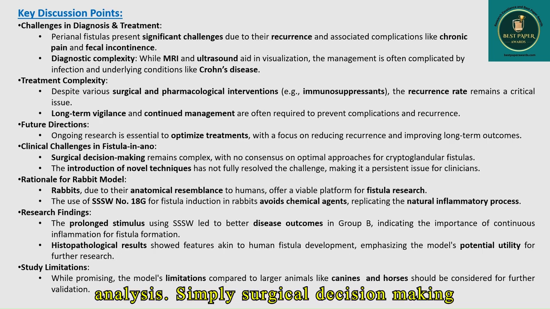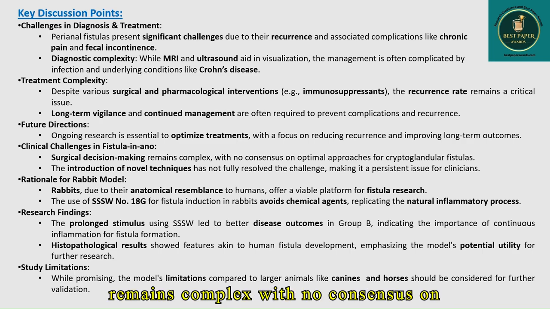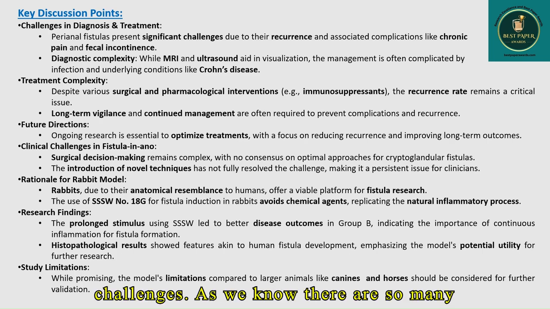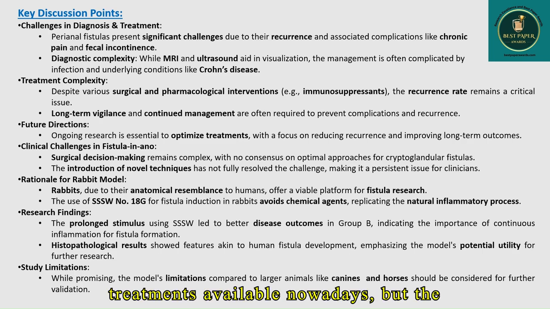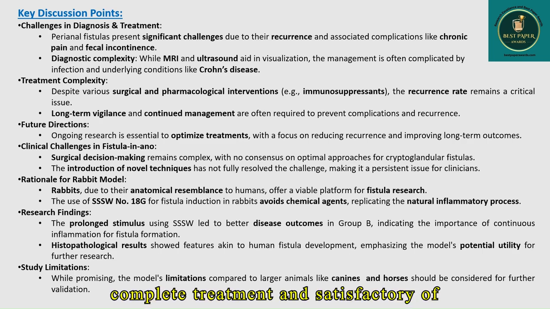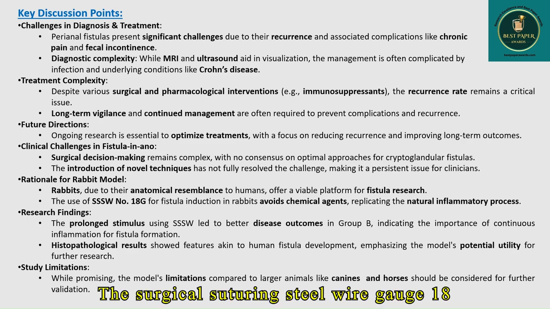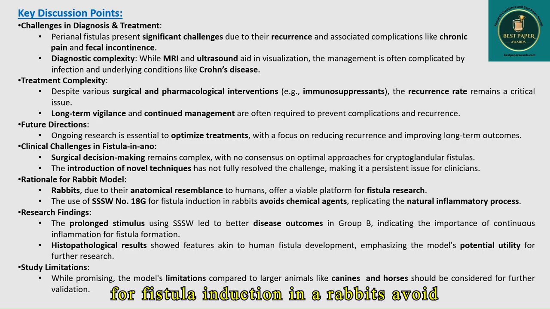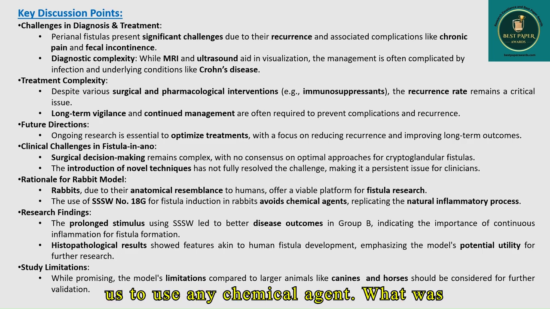The clinical challenge in fistula is that surgical decision making remains complex, with no consensus on the optimal approach to cryptoglandular fistula. The introduction of novel techniques has not fully resolved the challenges. As we know, there are so many treatments available nowadays, but a complete and satisfactory treatment of fistula is not there. Considering all these challenges, we can create a chemical-free preclinical model: surgical suturing steel wire gauge number 18 for fistula induction in a rabbit avoids the use of any chemical agent.